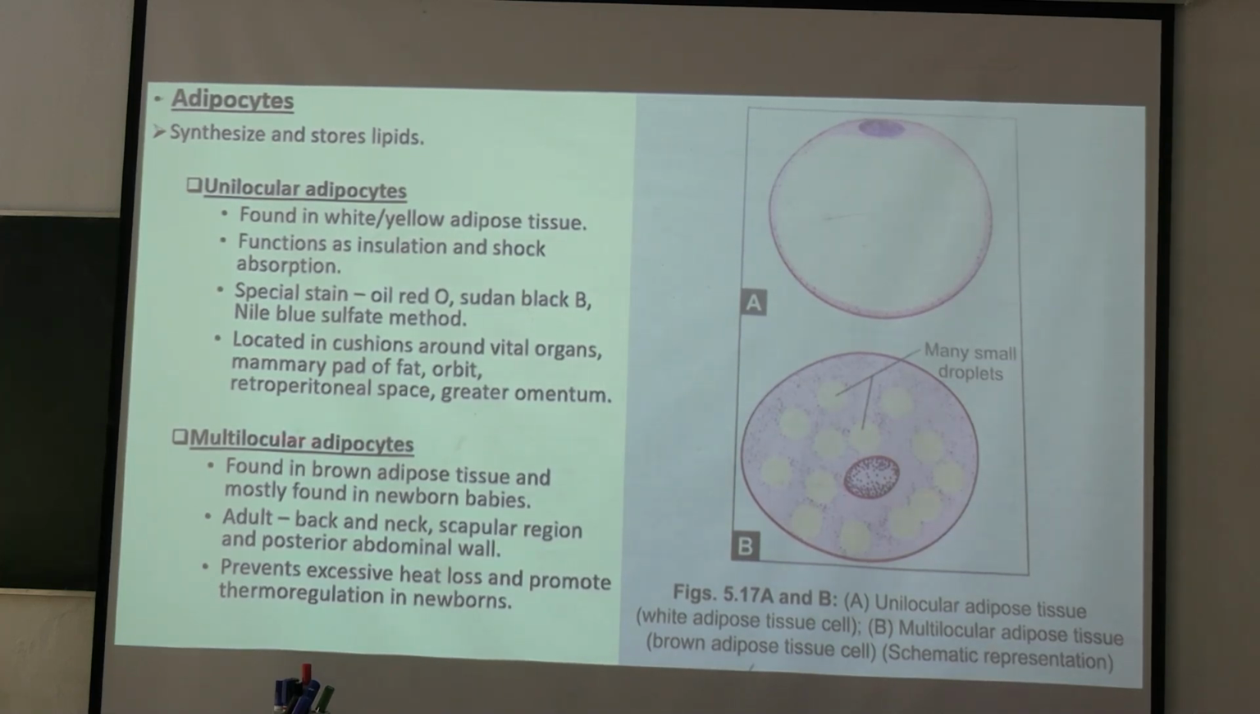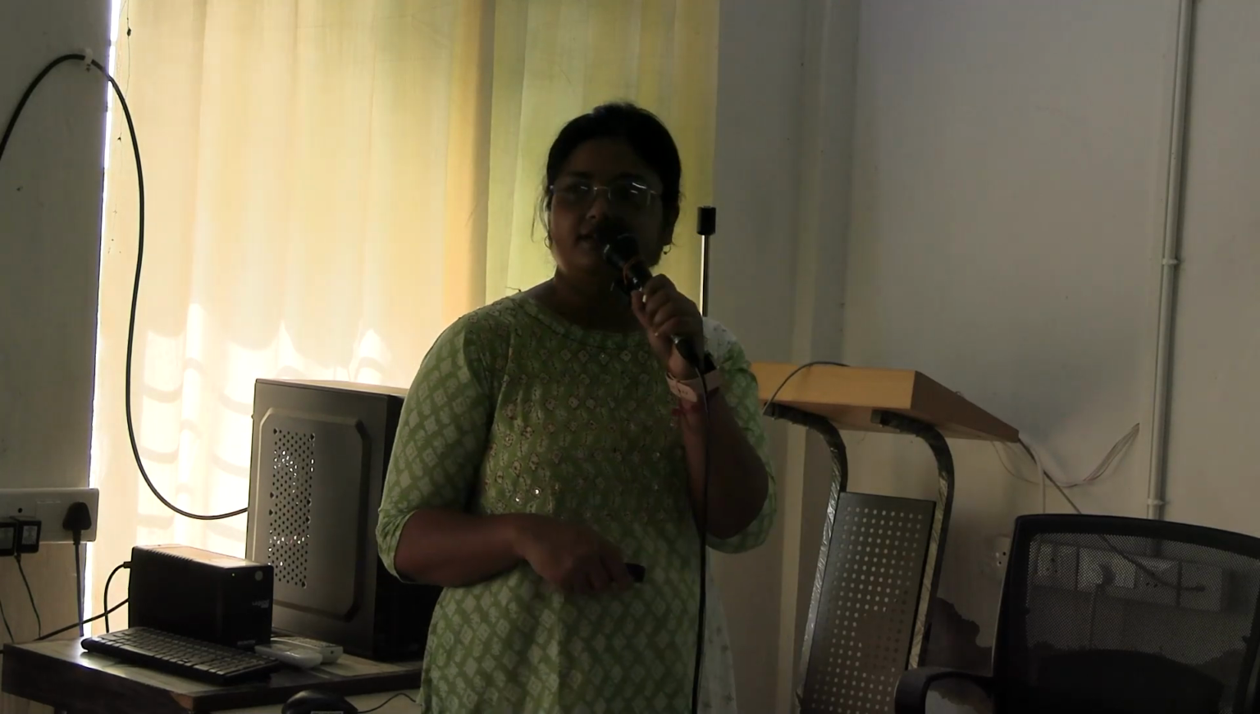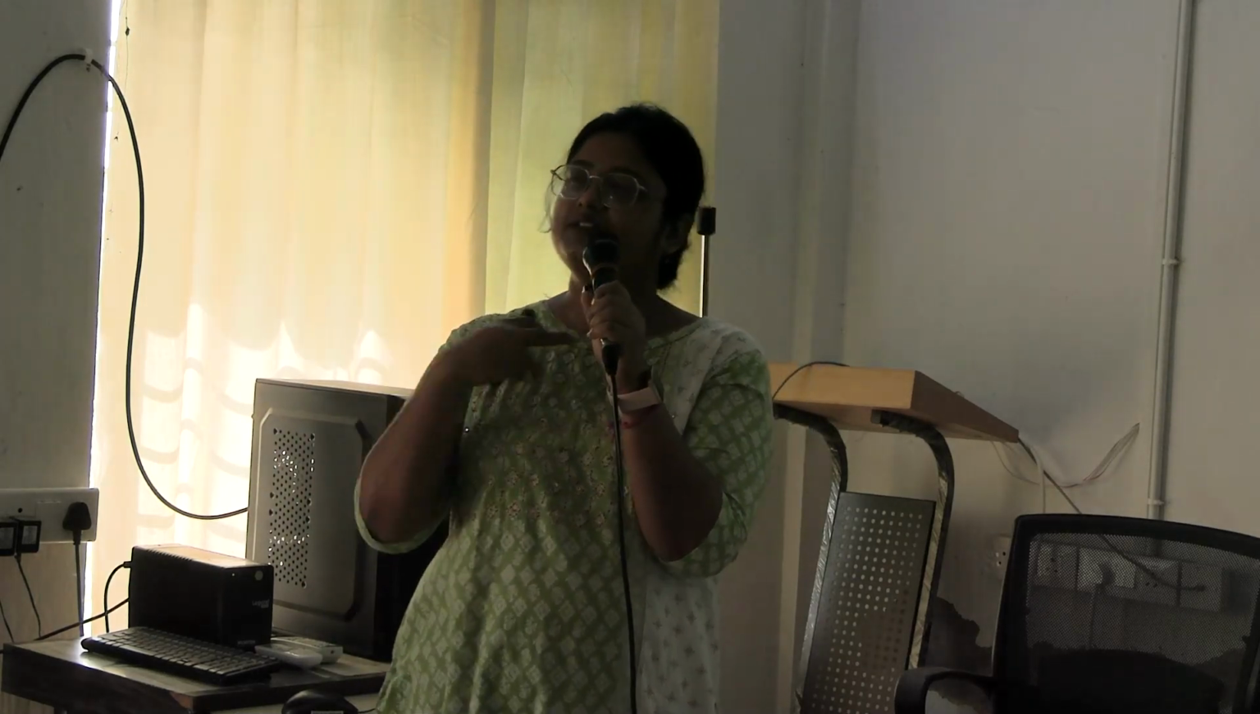Next we go to multilocular adipocytes, found in brown adipose tissue and mostly found in newborn babies. Locations are important. In adults they are found in the back and neck, scapular region and posterior abdominal wall, and it prevents excessive heat loss and promotes thermoregulation in the newborns. Prepare adipocytes as a short note and draw the schematic diagrams of adipocytes.